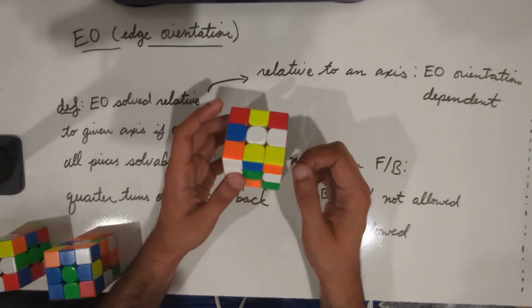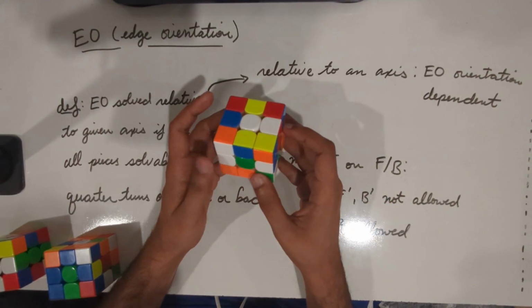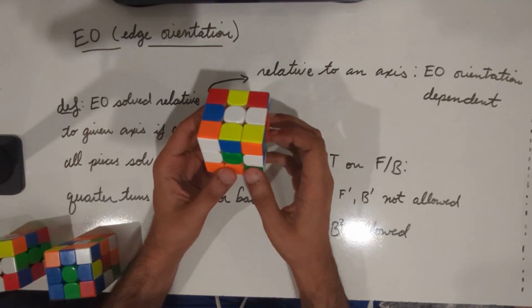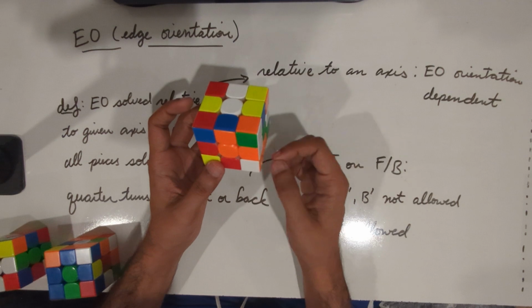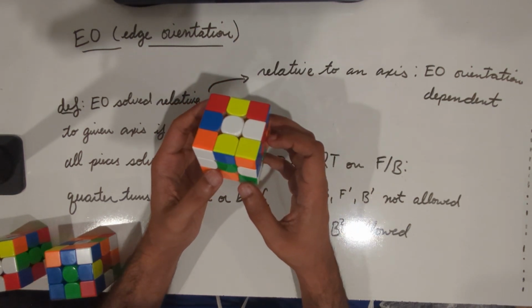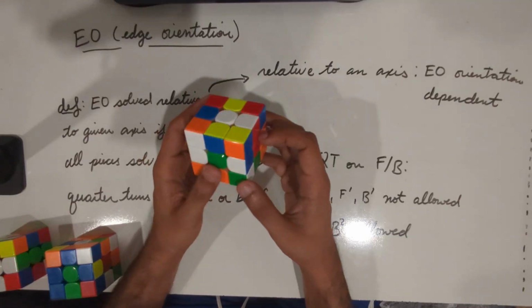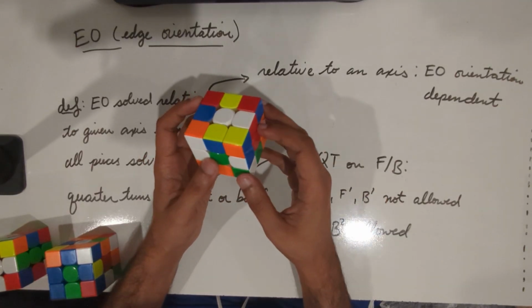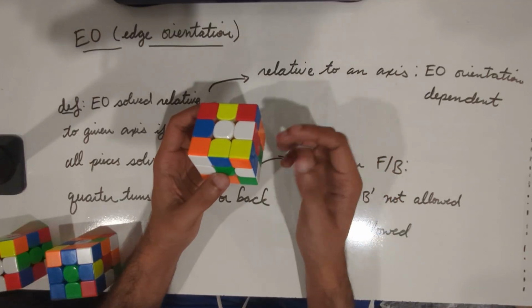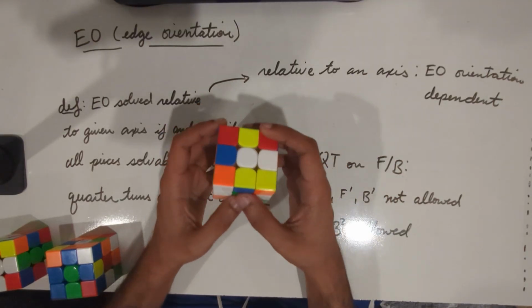That means that in general, when you do a rotation, you might not have EO anymore. Right now, I have EO relative to this green front, but if I rotate and do Y or Y prime, I no longer have EO anymore. X rotations and Y rotations will break EO, but Z rotations always preserve EO no matter what state it's in, if it's solved or unsolved.